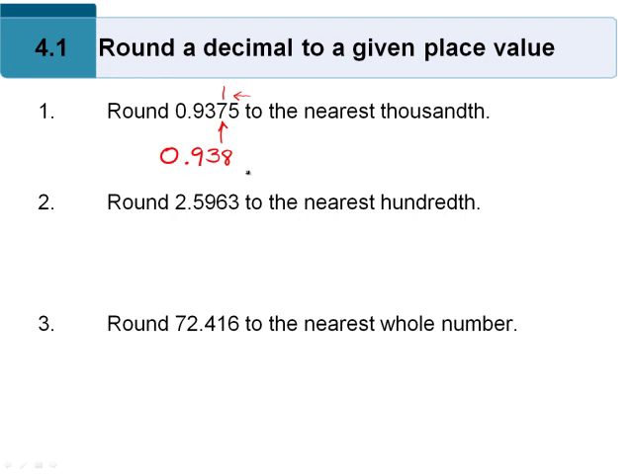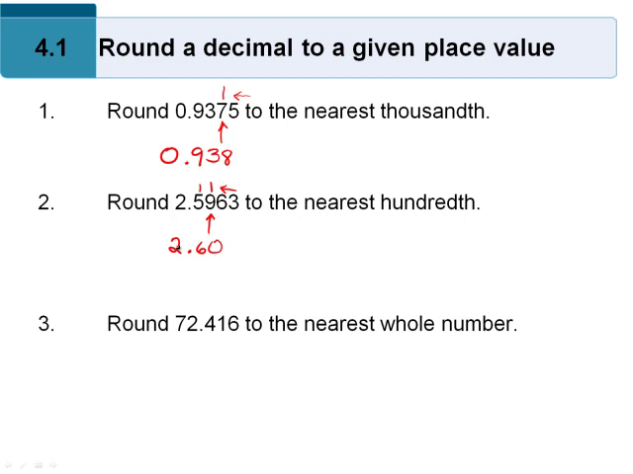Number 2, round 2.5963 to the nearest hundredth. So look at your decimal place right there, 2.5, the decimal point's there. The 5 is in the tenths, the 9 is in the hundredths. So we have to look at the 6. 6 is 5 or bigger, so we're going to round up. We're going to add 1. Now this is kind of tricky. 1 plus 9 is 10. So you put down a 0, but you have to carry that 1 to the next digit to the left. And 1 plus 5 is 6. So we don't do any more carrying, but you must bring down the decimal point and the 2. So your answer there is 2.60.